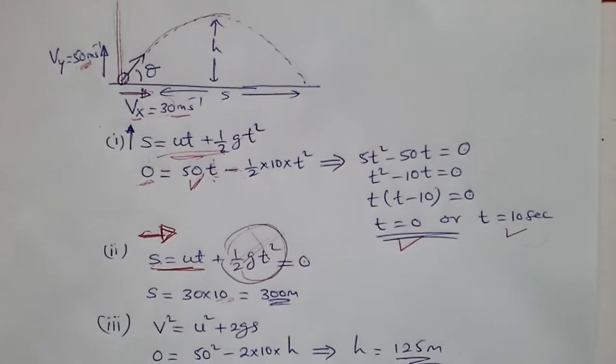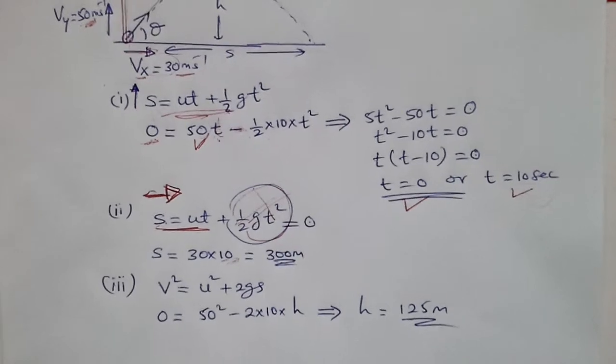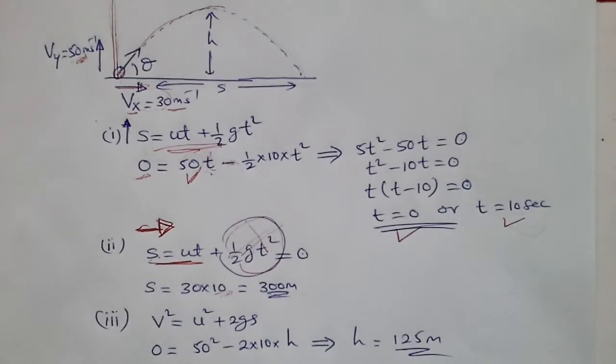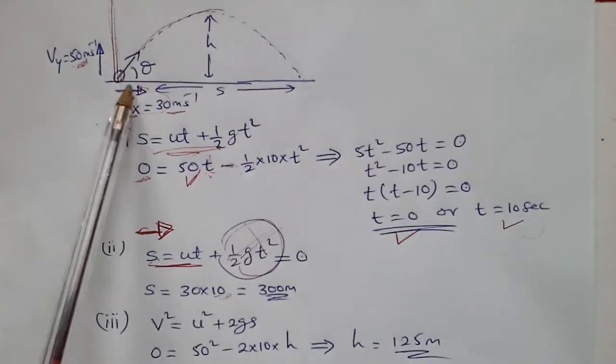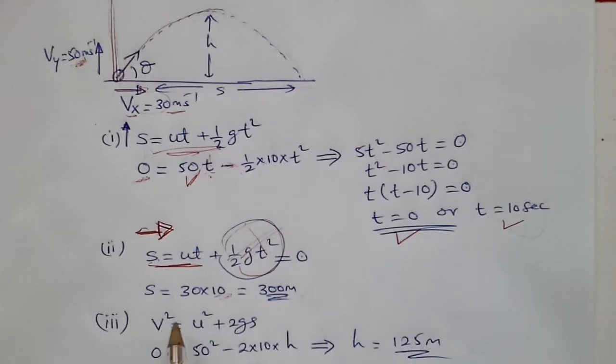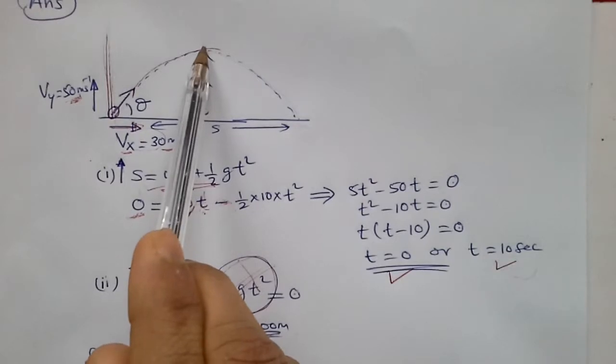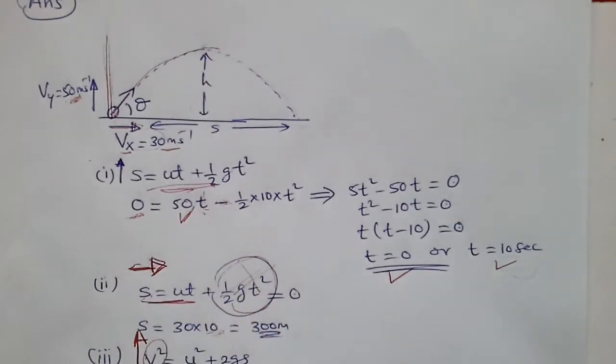So the third part of the question is you need to find the maximum height reached by this stone. So how do you find this? Again, it's not really complicated. I can use v squared equals u squared plus 2gs, let's say upward again. When the object reaches the top, the velocity in the vertical component will be 0.